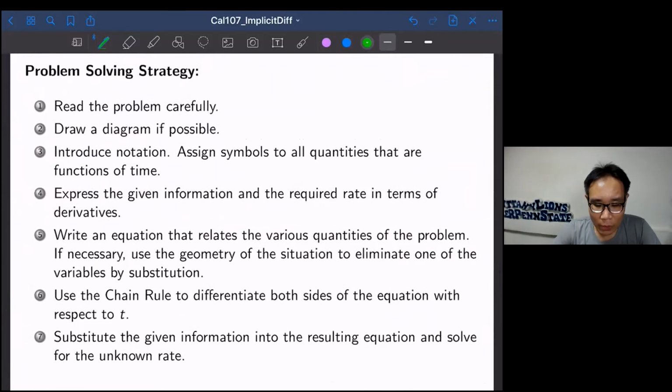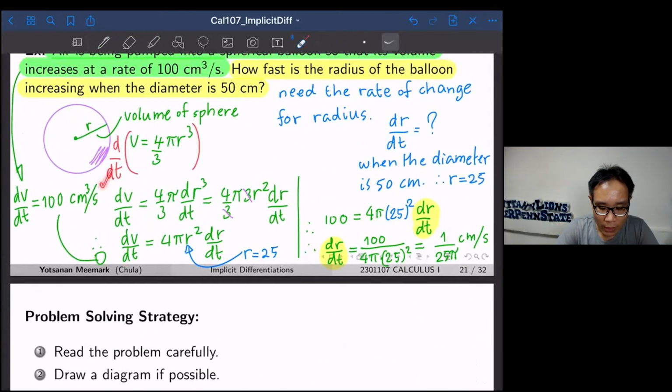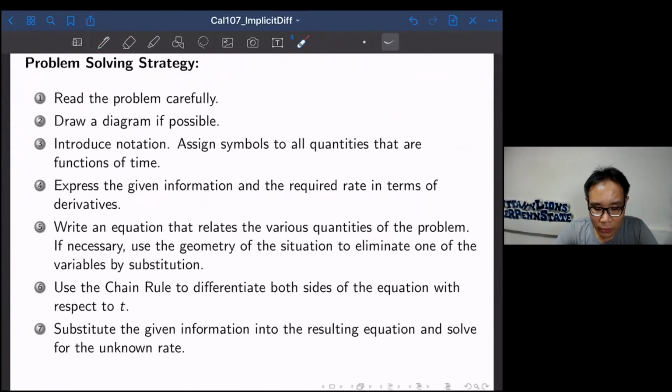We're going to read the problem carefully. We're going to draw the diagram if possible, like we did here, okay? And we're going to introduce notation, assign symbols to all quantities that are a function of time. We express the given information and the required rate in terms of derivatives with respect to time. Okay, and we write an equation that relates the various quantities of the problem.